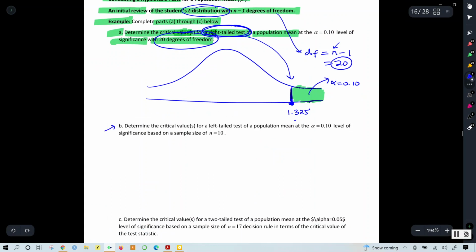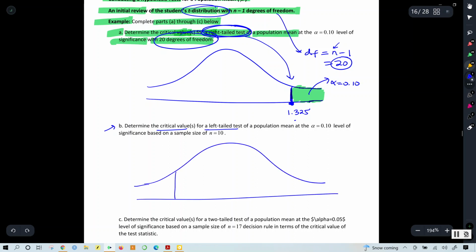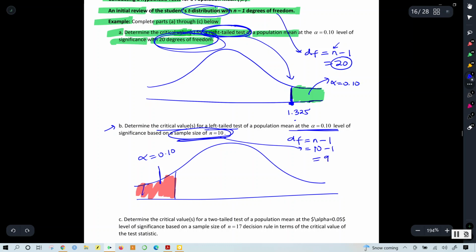Question B. I would like to determine the critical value for a left tail test. So again, sketch my t distribution, this time a left-tailed test. Okay, and at the alpha equals 0.10 level of significance, that is the size of this area that is shaded on the left, based on a sample size of n equals 10. This time, I am not given the degrees of freedom. Degrees of freedom is usually n-1. So my n here is 10 minus 1, which is 9.